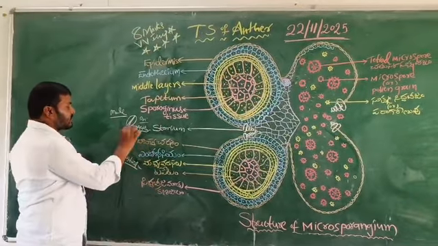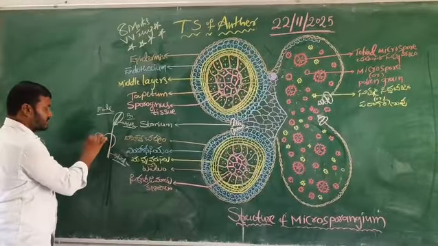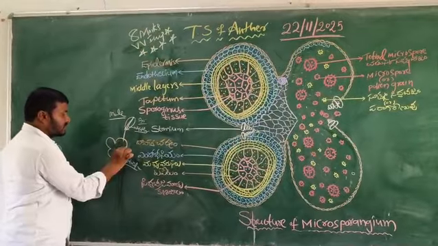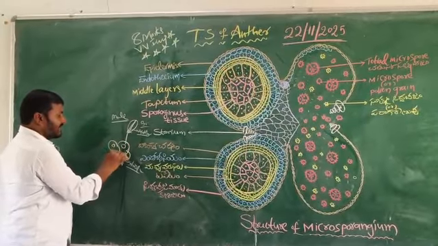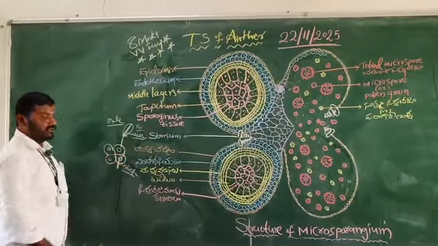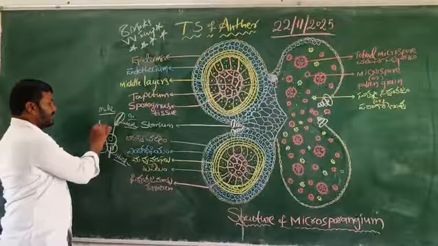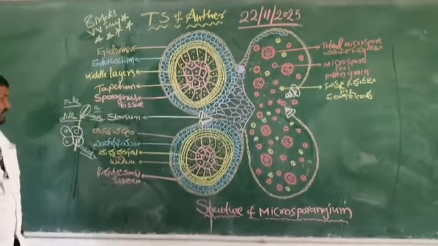Again, each lobe is present with how many thecas? Two thecas. Okay? There are vertical and horizontal two thecas present. That is called the dithecous condition.